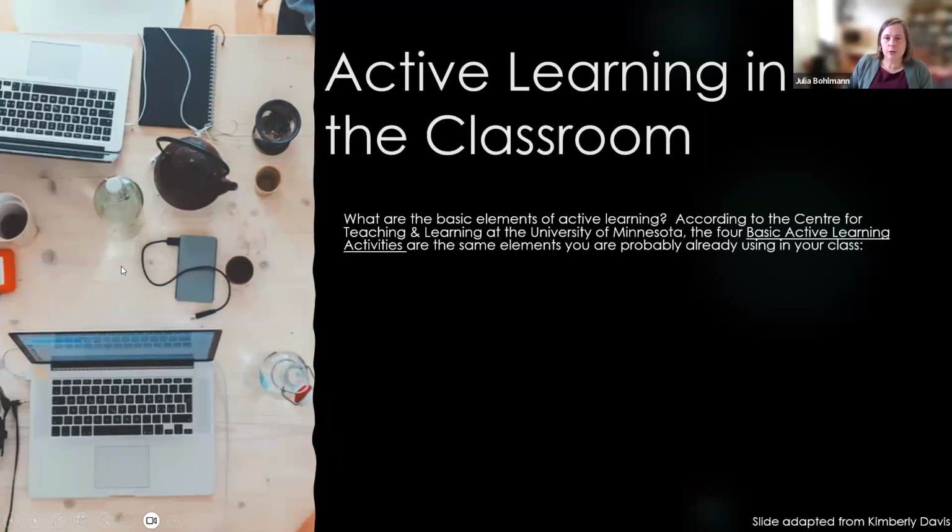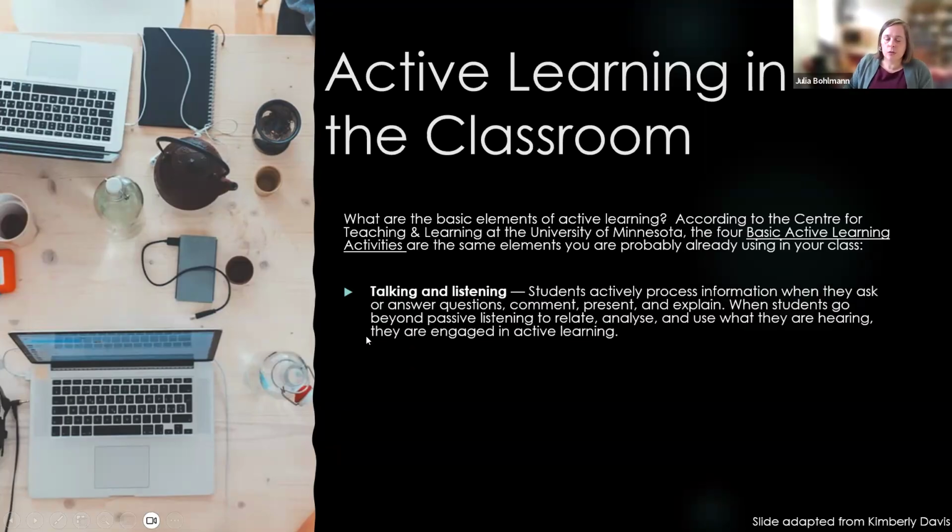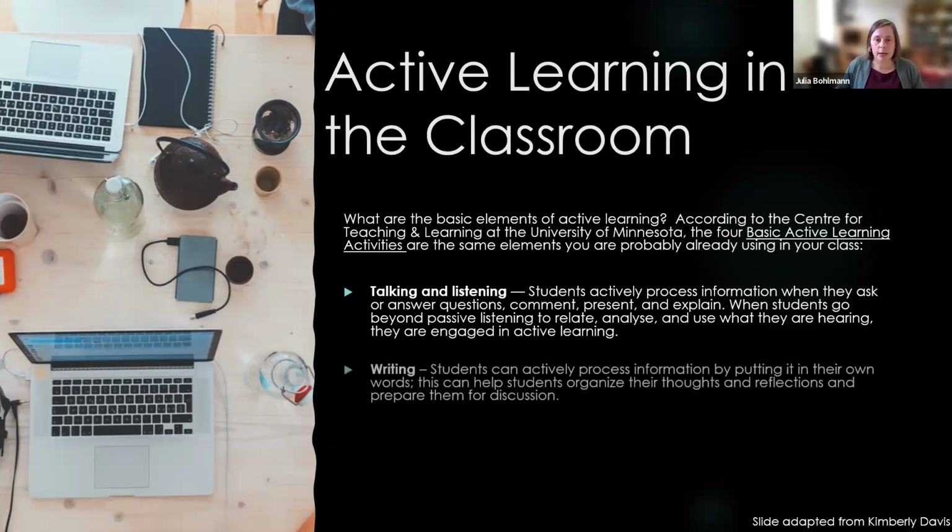Now, active learning in the classroom, what it looks like, we've just discussed, and you're doing many of these things. So mainly talking and listening, right? Students actively process information when they ask and answer questions, comment or present and explain an issue that has been presented to them. They go beyond passive listening then, because when you do a group discussion, you give them the opportunity to relate and analyze what they're hearing. And that makes it more active.